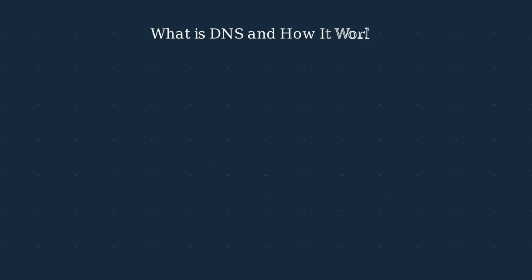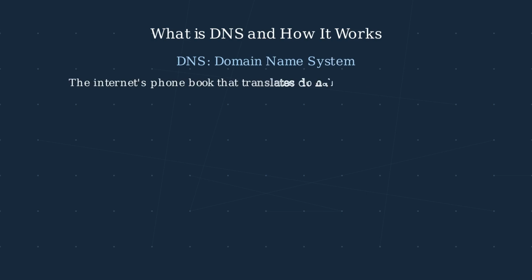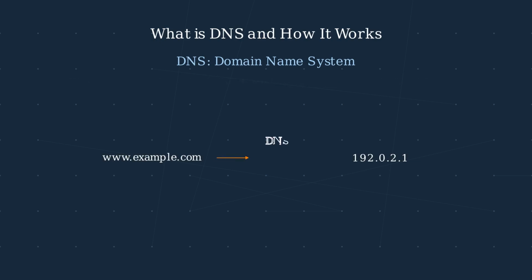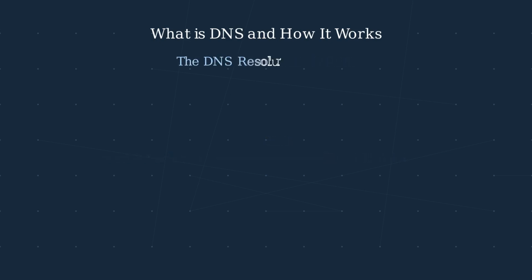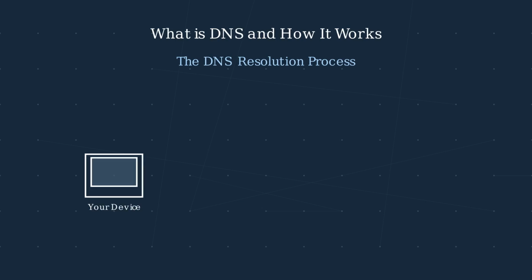DNS, which stands for Domain Name System, acts as the Internet's phone book. It translates human-friendly domain names into IP addresses that computers use to identify each other on the network. For example, when you type www.example.com in your browser, DNS translates it to an IP address like 192.0.2.1.